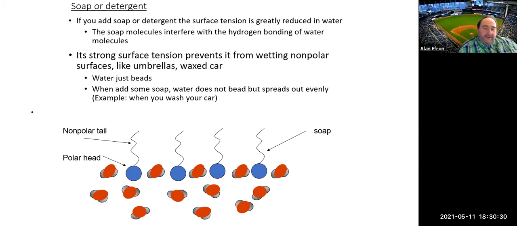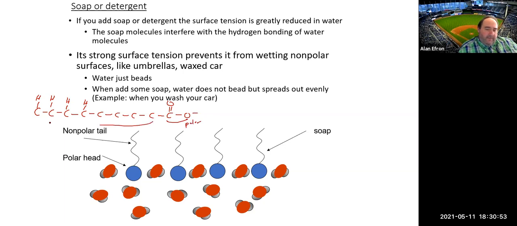Soap basically is a very long molecule that has a lot of carbons and hydrogens. Again, I won't necessarily draw all the carbons and hydrogens out, but there's a very long carbon and hydrogen chain, and it typically has what is referred to as a carboxylic acid type of group at the end. And this group at the end is actually polar.